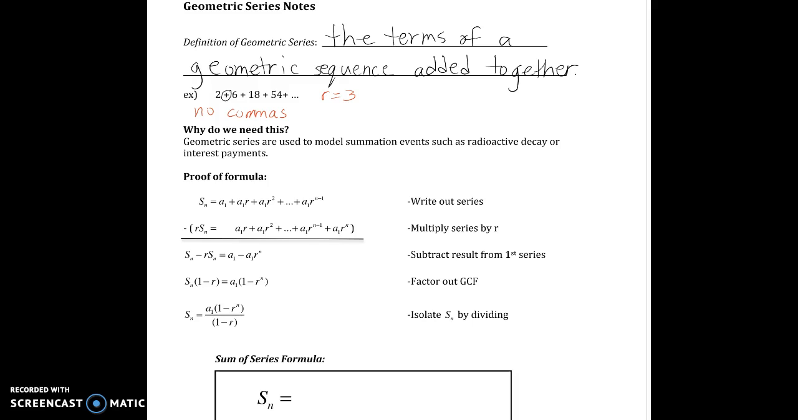Before we get started on the problems that occur with the series, we are going to just take a quick look at a proof of the formula. First thing I'm showing you is the written out version of what would happen if we had something like 2 plus 4 plus 6 plus 8.